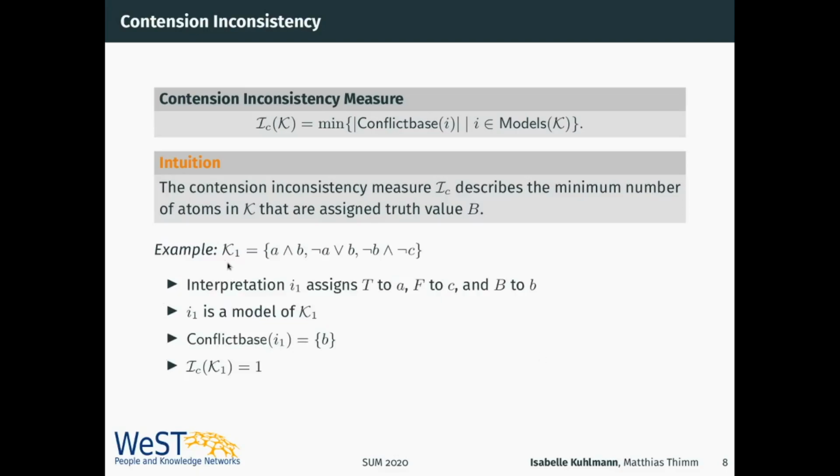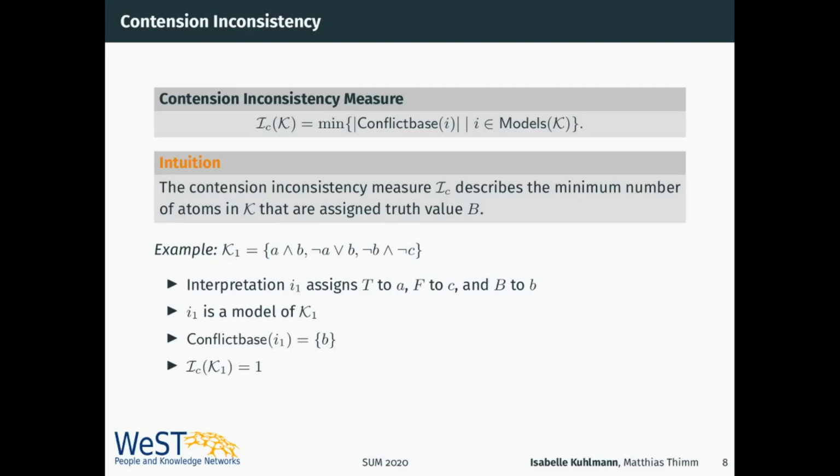This knowledge base given here, K1, contains three formulas: A and B, not A or B, and not B and not C. In classical propositional logic, this knowledge base is clearly inconsistent because if you look at the first and the third formula, A and B and not B and not C, there is clearly a conflict. In three-valued logic, however, we can find a model for this knowledge base. If we assign, for example, true to A, false to C, and both to B, we actually have a model. I mean, we can also find models where, for example, each of these atoms gets assigned B, but since we're looking for the smallest one, well, this is it. So the smallest possible conflict base contains one atom, B, and consequently, the contention inconsistency value for this example knowledge base is 1.